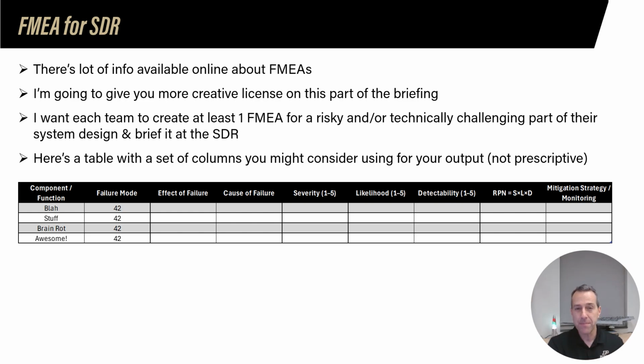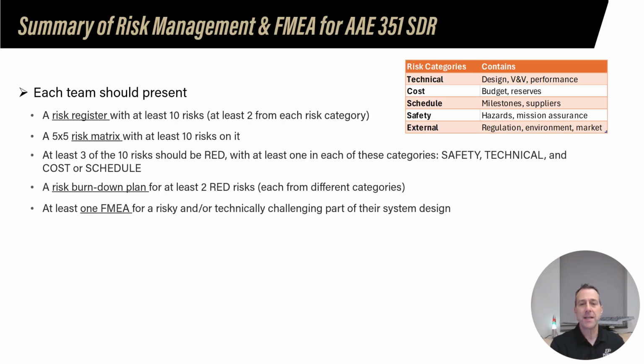So to wrap up this section, risk management and FMEA for the SDR. I pulled out all the things I said I want you to do, and they're all here. Each team should have a risk register with at least 10 risks. I think 10 would be a pretty small number, honestly. Think deep about all the possible risks and have at least 2 from each of the risk categories that I've listed here on this table.